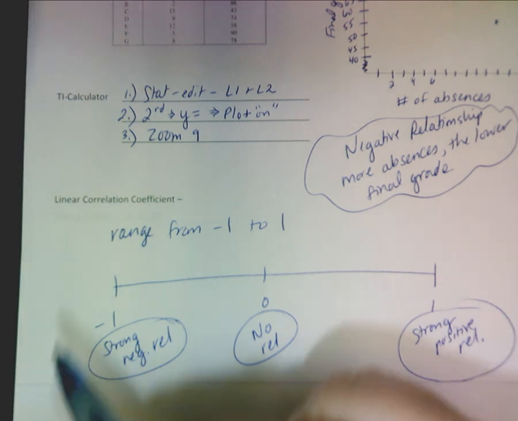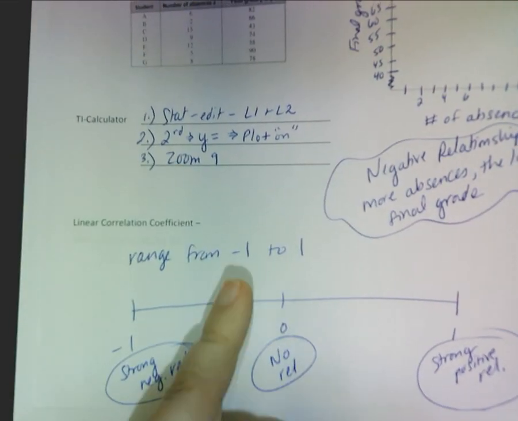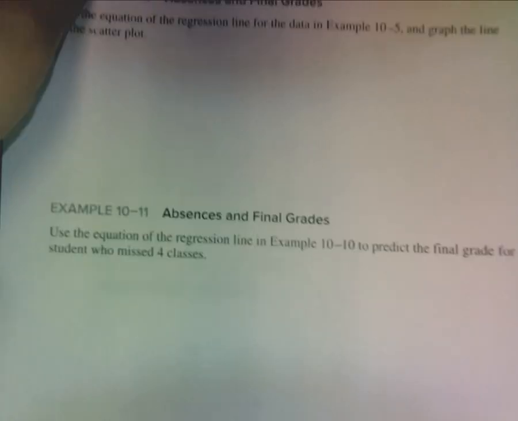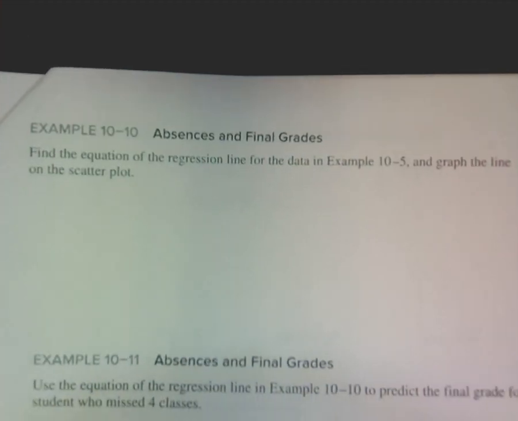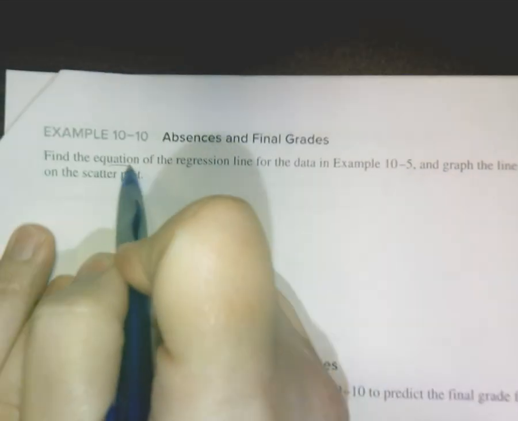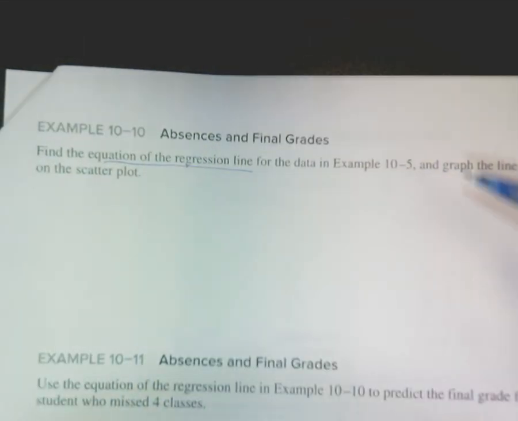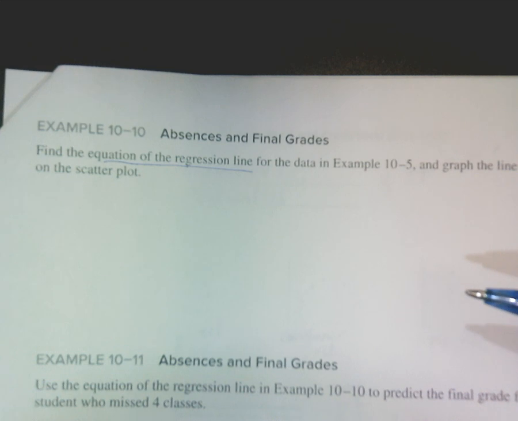All right, now, where do I get this lovely range -1 to 1? Where do I get that? I will show you in the next few examples. So let's finish this up. Find the equation for the regression line for the data in example 10.5 and graph the line on the scatter plot.